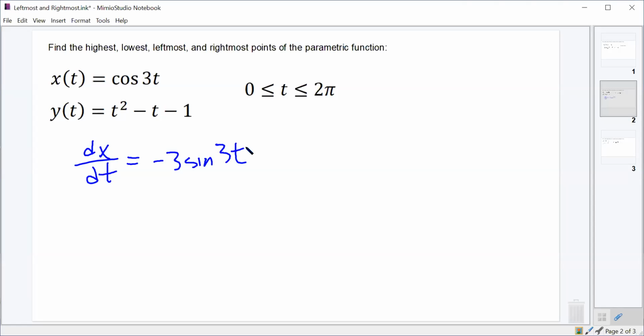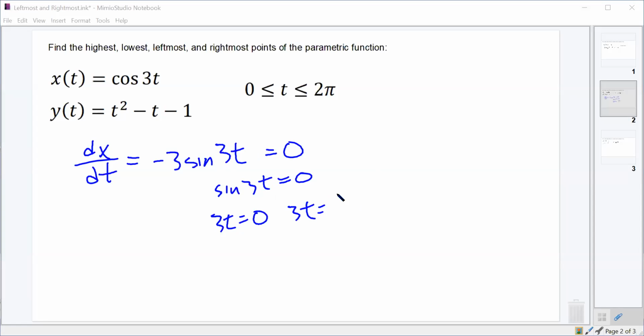And we're interested in when that equals 0 and when it's undefined. It's never undefined. So when does that equal 0? When the sine of 3t equals 0. And when does sine equal 0? When the angle is 0, when the angle is pi, and when the angle is 2 pi on the interval from 0 to 2 pi.